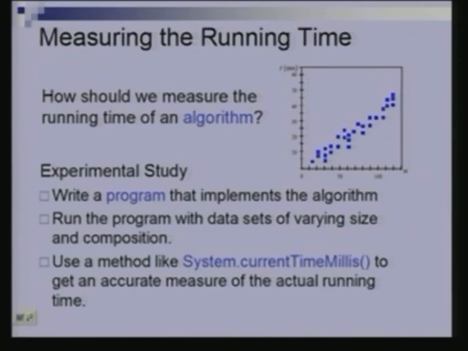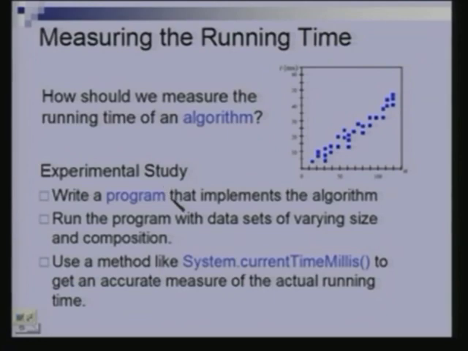Now, how does one measure running time? I said efficiency and running time are very important for us. So, how does one measure the running time of an algorithm? One way would be what I have put down here as an experimental study. You have a certain algorithm, you implement that algorithm, which means you write a program in a certain programming language.